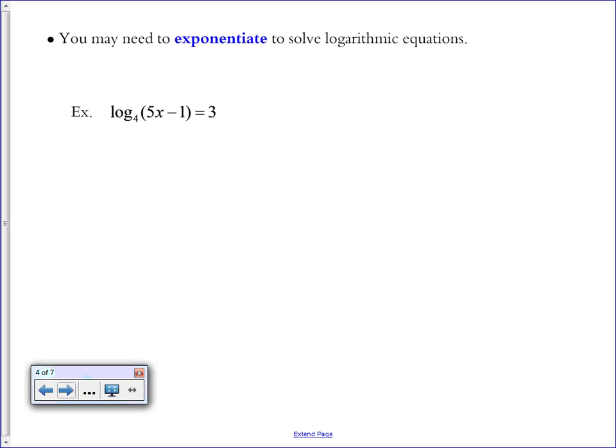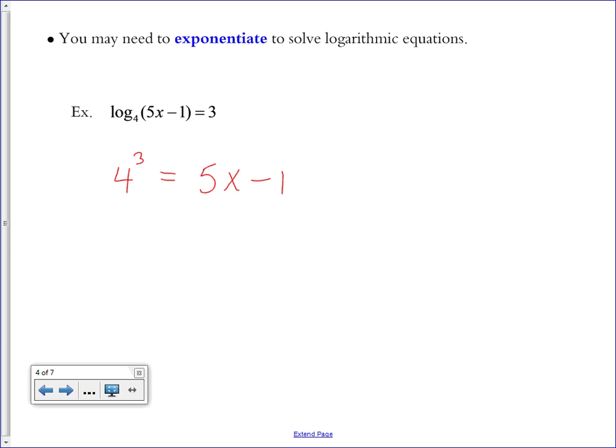But for this case, I want to just write this log in exponential form, which is something you should have practiced doing a lot. A log is just another way of writing an exponential equation. So we have a log that's base 4, which means when I write this as an exponential equation, the base is going to be a 4. In a log equation, remember that what's on the other side of the equal sign is the exponent. So this is 4 to the third power. And it equals the argument of the log. And the whole thing in parentheses here is the argument of the log, 5x minus 1.